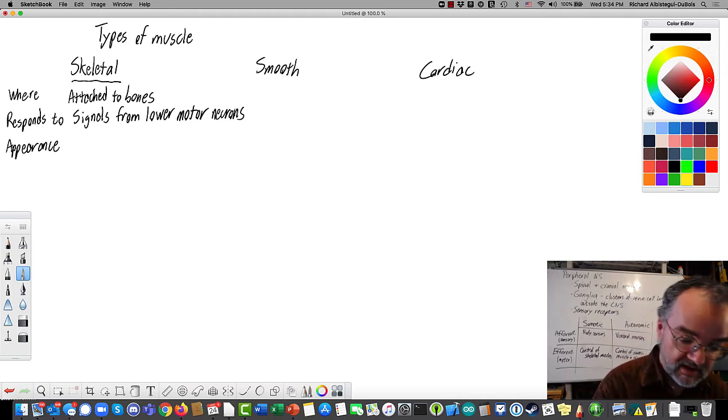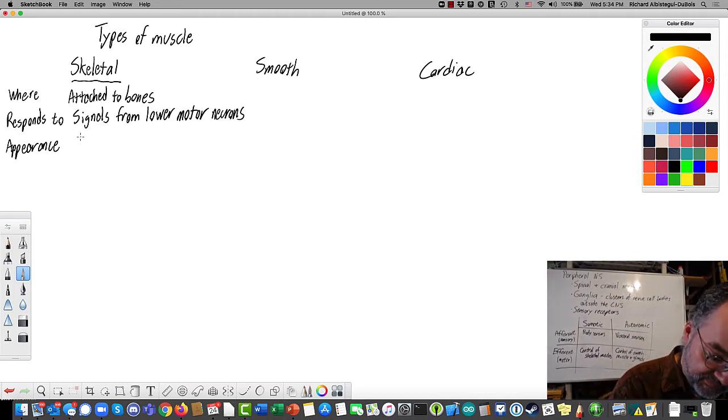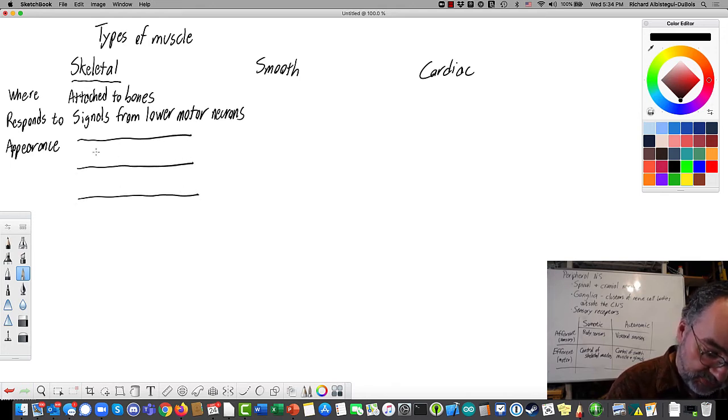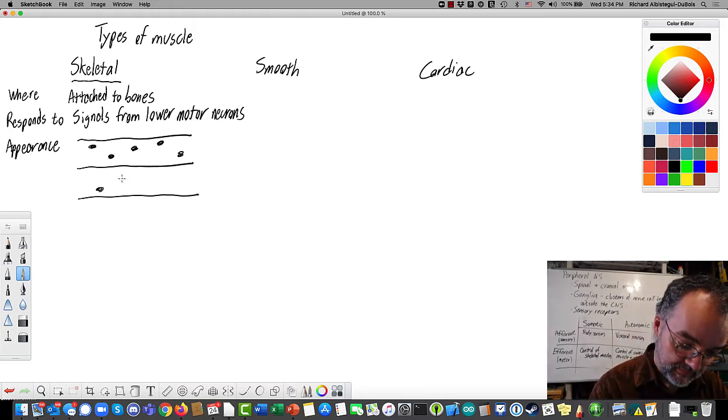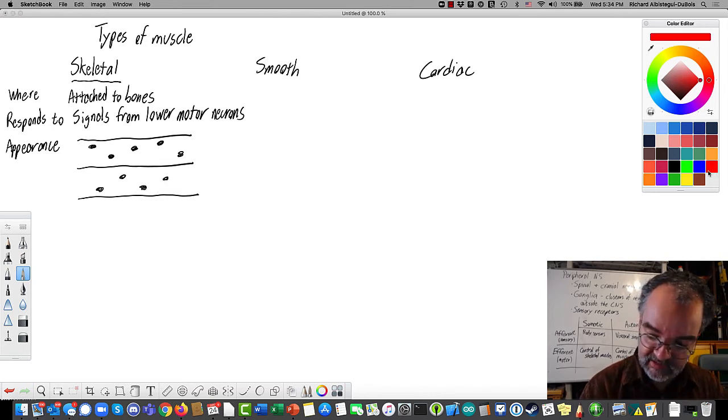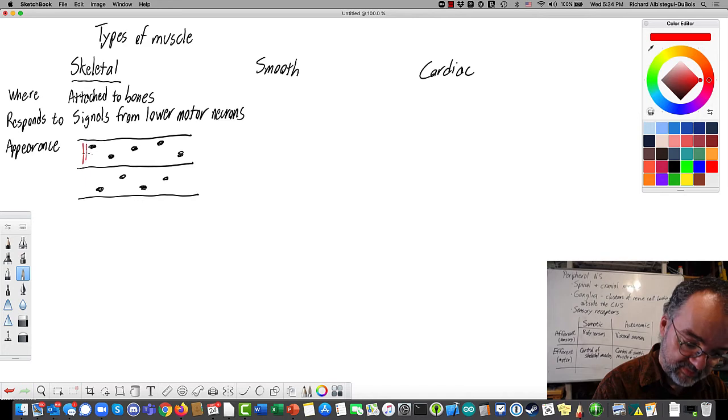In terms of appearance, these take the form of long, big, multinucleated fibers. So if each of these little dots is a nucleus, skeletal muscle cells can have hundreds of nuclei. The other thing that they have is this interesting stripe pattern.